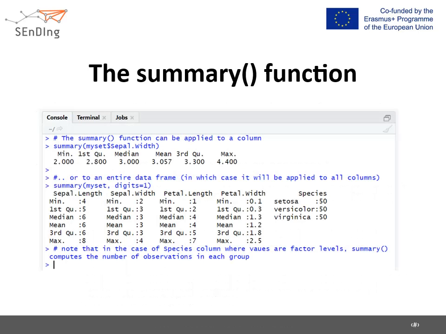In this example we see how we can apply the summary function to a column of a data frame and calculate minimum, first quartile, median, mean and third quartile, and max. We can also use the summary function to calculate the same information for an entire data frame. In this case R returns in a column-like arrangement the 6 values under the respective column name. Note that in the case of columns that are of type factor, summary computes the number of observations for each factor level.